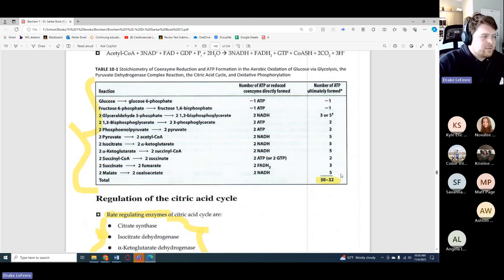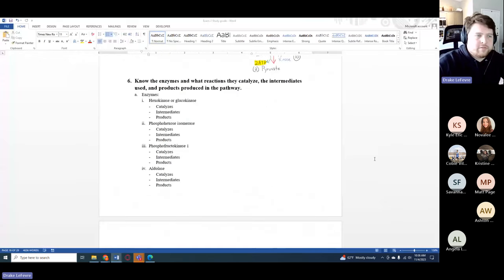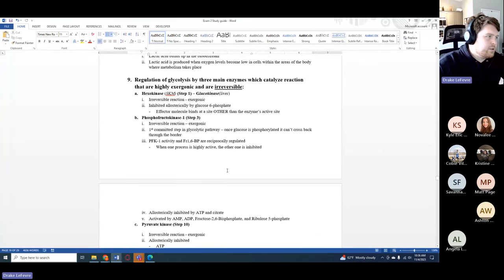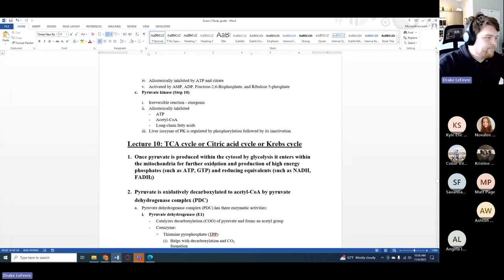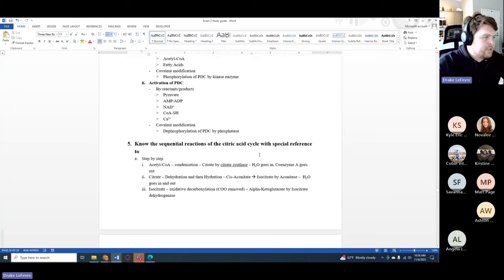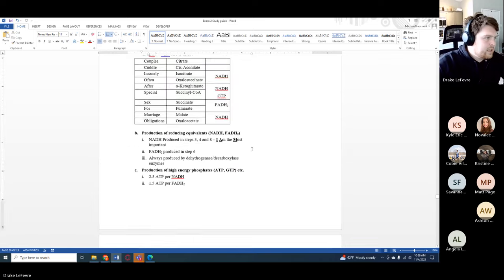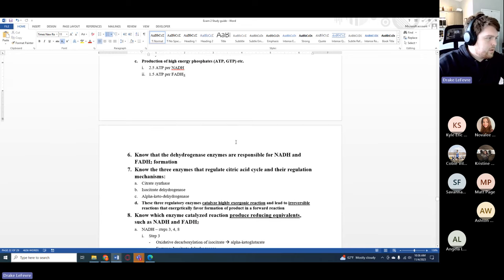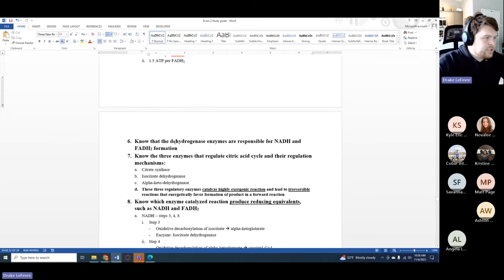And he could give you some examples, just understanding and knowing that he's asked that question as well. Just a super simple, straightforward question of how much ATP do you get from each NADH or each FADH2. He's asked those questions as well. And just know it's 2.5 for NADH, 1.5 for FADH2. The dehydrogenase enzymes are responsible for the creation of those.